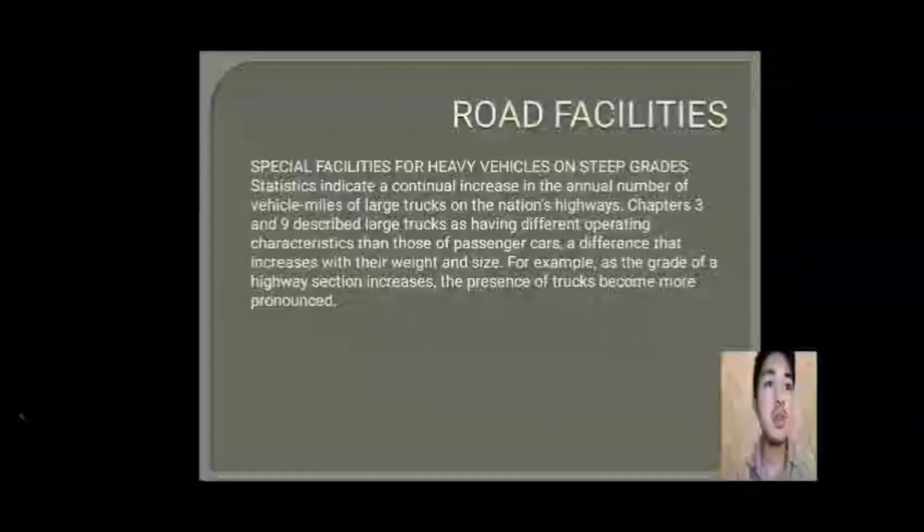For example, as the grade of a highway section increases, the presence of trucks becomes more pronounced. Thus, it becomes necessary to consider the provision of special facilities on highways with steep grades where high volumes of heavy vehicles exist. The most common facilities that address this problem are climbing lanes and emergency escape ramps.